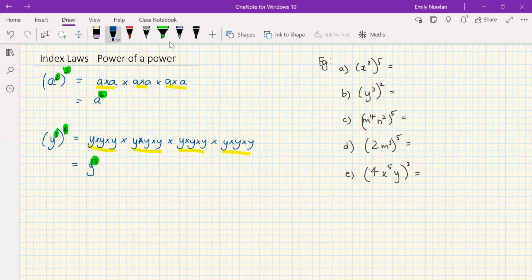So the rule for this one is that if I have x and I raise it to the power of a number and I raise it to the power of a number again, it is that base x to m times n. And that is the rule.